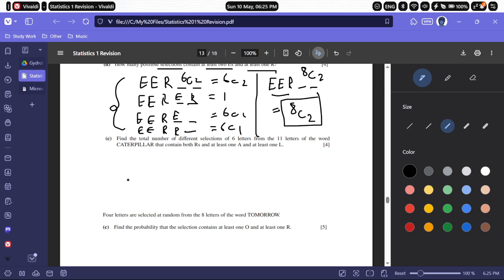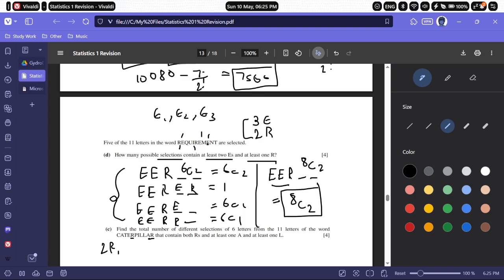So for this, again, you can just first of all start by listing the number of R's and A's and everything, right? So you have 2 R's, unless I'm going blind.